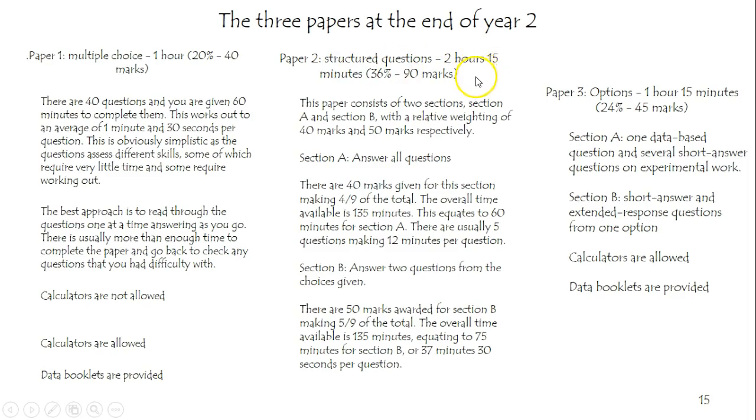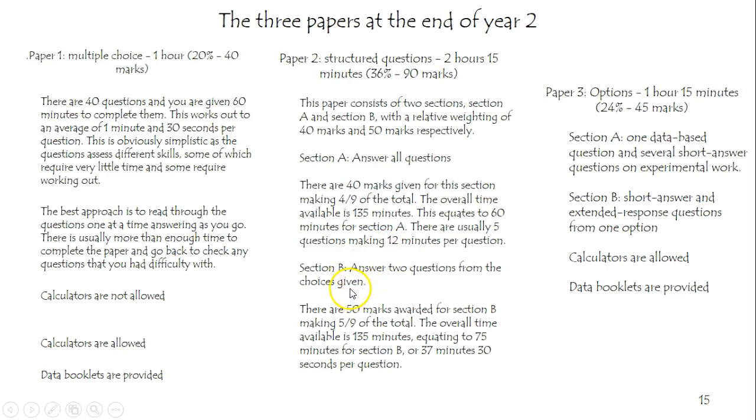Paper 2 is structured questions. It's 2 hours, 15 minutes, 36% of your grade, 90 marks. This paper consists of two sections, sections A and B, with relative weighting of 40 and 50 marks respectively. In section A, you answer all of the questions. There's 40 marks given for this section, so it's 4/9 of the total. The overall time is 135 minutes, so that's 2 hours and 15 minutes. 60 minutes for section A. There's usually 5 questions, making 12 minutes per question.